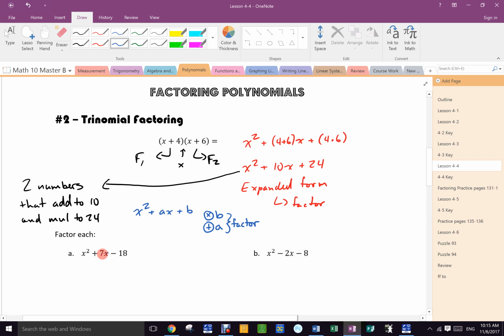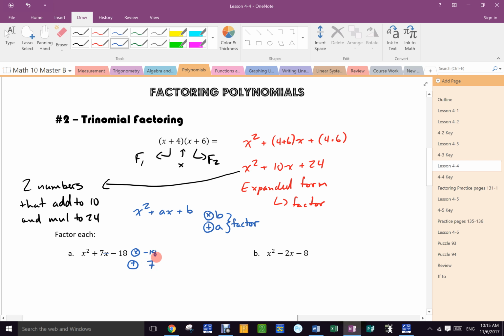So, is this in this form? Squared, coefficient, regular variable, constant. Yes? Yeah. So, to factor this, I must need numbers that multiply to what? No, look closer. Negative 18. And add to what? 7.